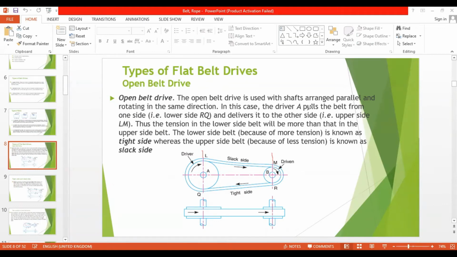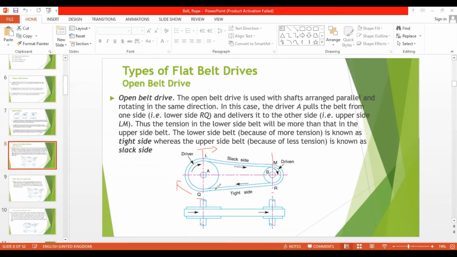In this case, the driver A pulls the belt from one side, that is RQ, this side. From here it is pulling it and delivering it to the other side, that is the upper side LM. So this pulls from here and delivers it to there. This is why the bottom side is in high tension, which is called the tight side, and the top side is in low tension, which is called the slack side.